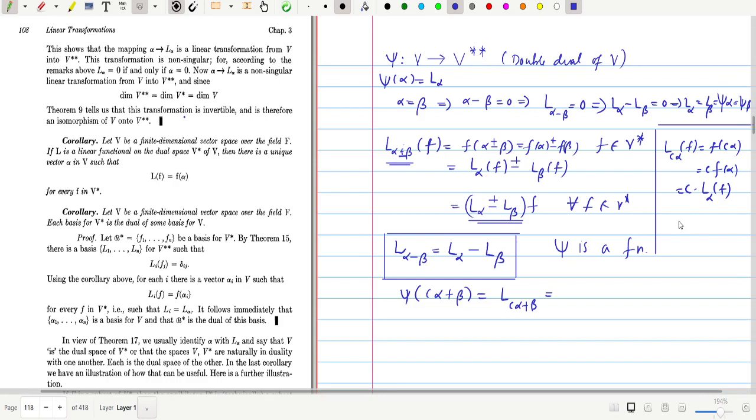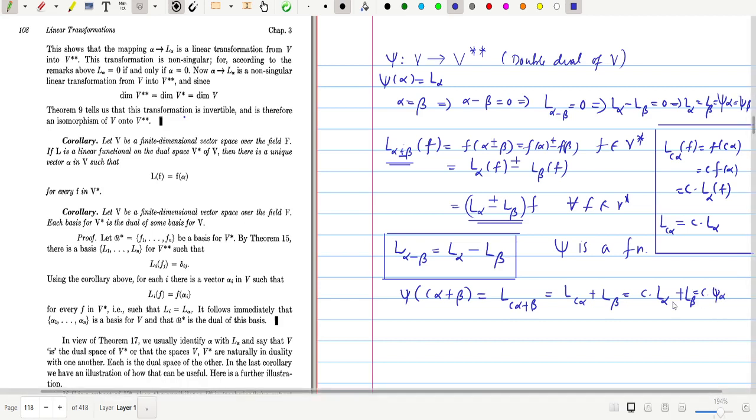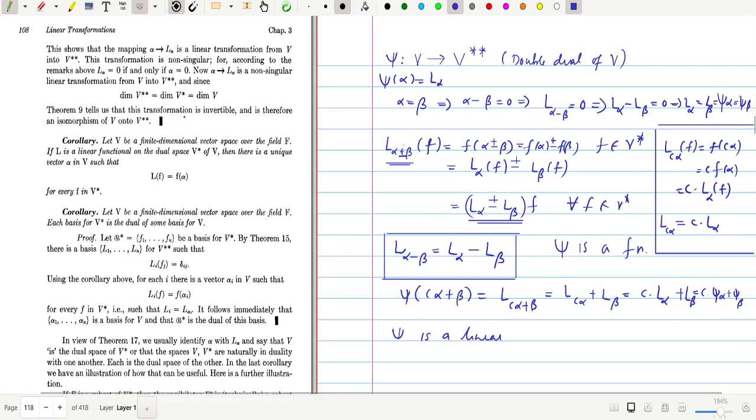Then this implies L(cα) equals c times L(α). Using this identity, you can write L(cα + β) as, first, L(cα) plus L(β), and again you write L(cα) as c times L(α) plus L(β). Consequently, this is c times ψ(α), that is L_α, plus ψ(β). So this shows that ψ is a linear transformation from V to V double star.